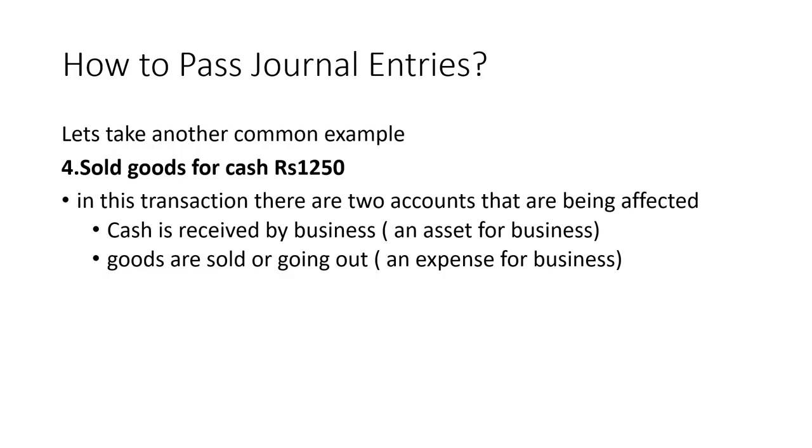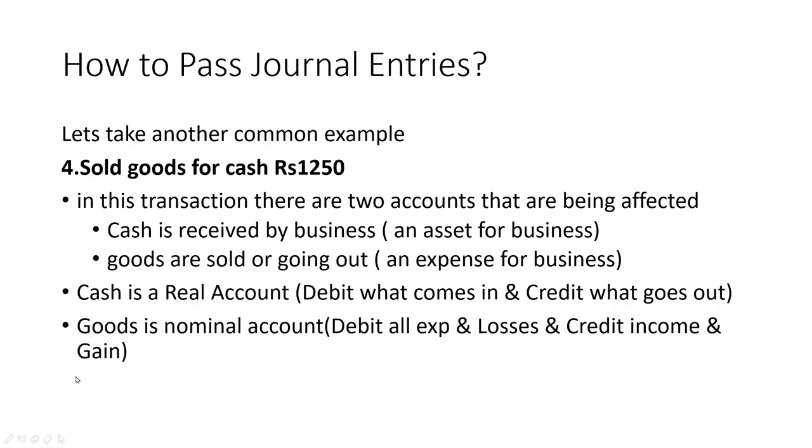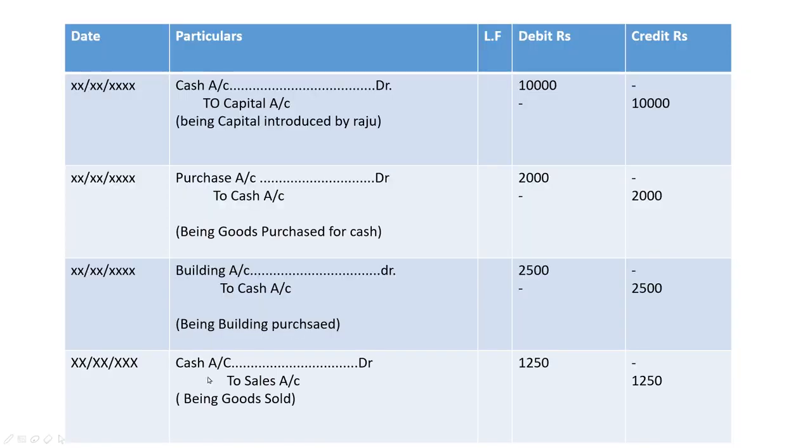So whatever items that we sell, whatever tradable item that we have bought and now we are selling it, we'll put all of them under sales account only. And we'll call it an income. Cash is a real account, you understand that, and goods is a nominal account. Debit all expenses and losses, credit all incomes and gains. So we are selling goods, so it becomes nominal, but this time it is income, and we'll club them all under sales, not goods. The entry will look like this.